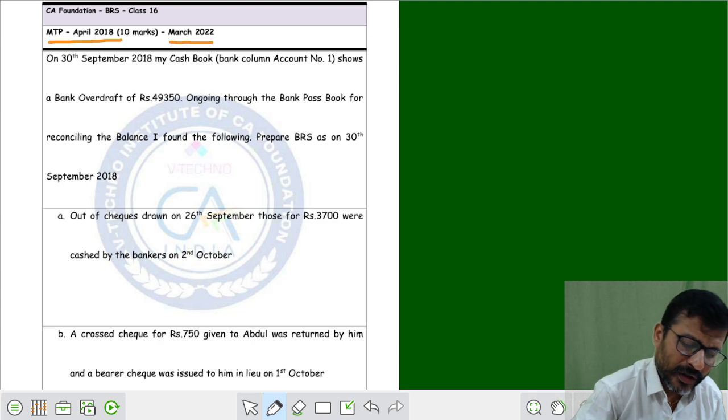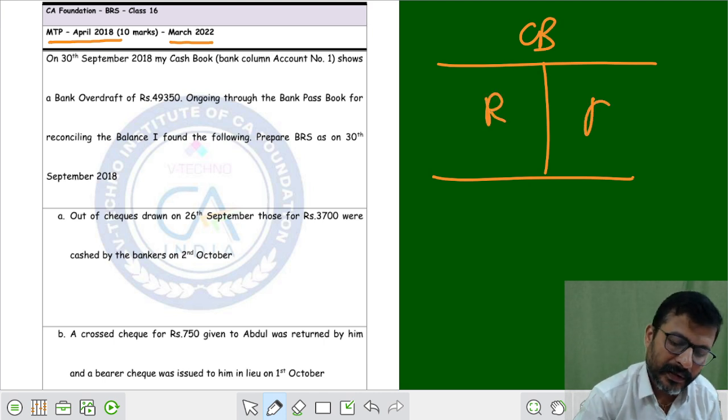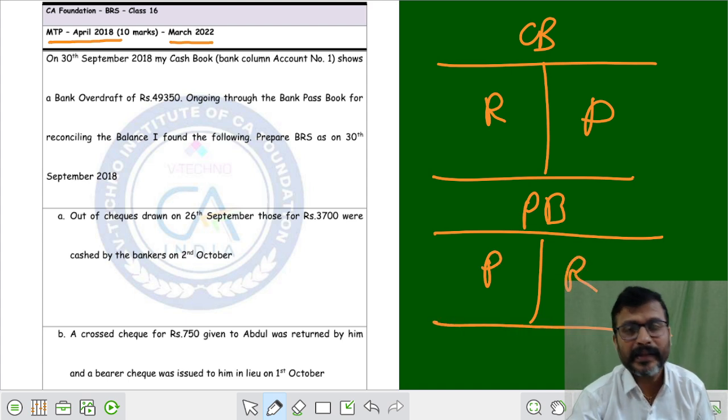As usual, before starting the solution, my dear children, remember in cash book, debit side we have a receipt, credit side there is a payment. In the passbook, debit side we have a payment, credit side the receipt.